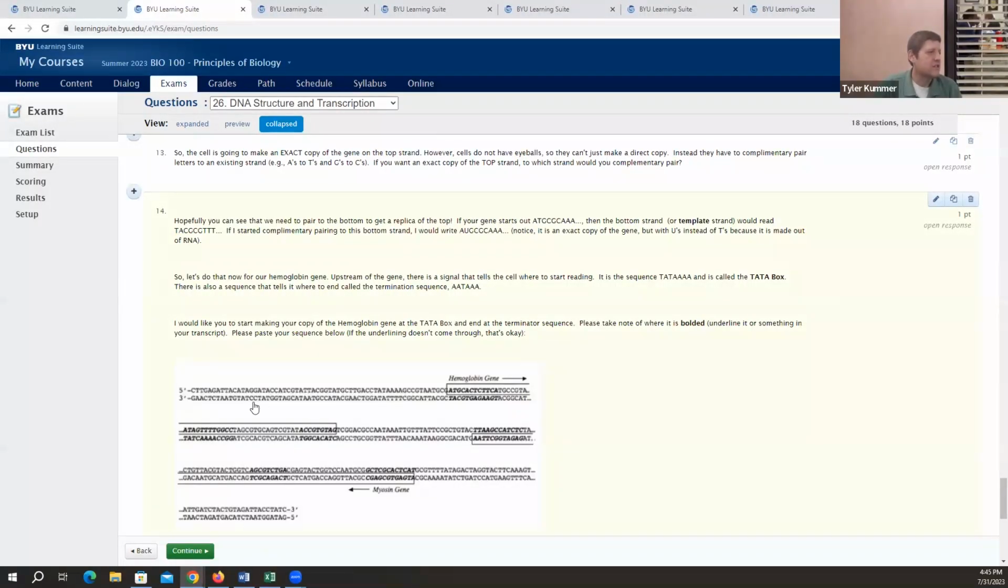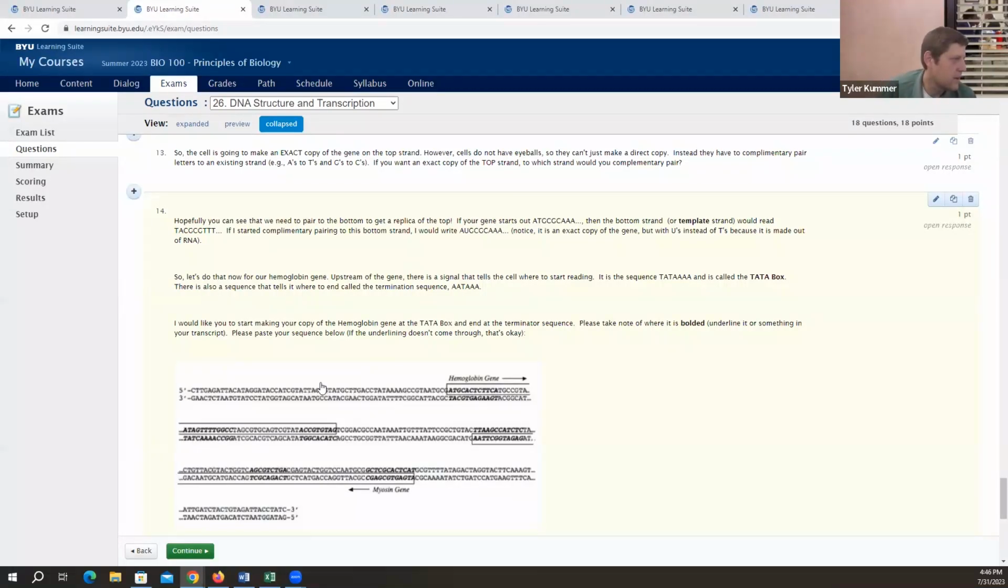So if our DNA gene is the hemoglobin gene here, we're going to read it going from left to right. If we were using the myosin gene in contrast, it goes from right to left, right? Because it's on the bottom strand now, it's got to go 5' to 3'. I'll always make it clear what you're being asked to do. And typically I'll just give you one strand of the DNA. I won't give you both strands.